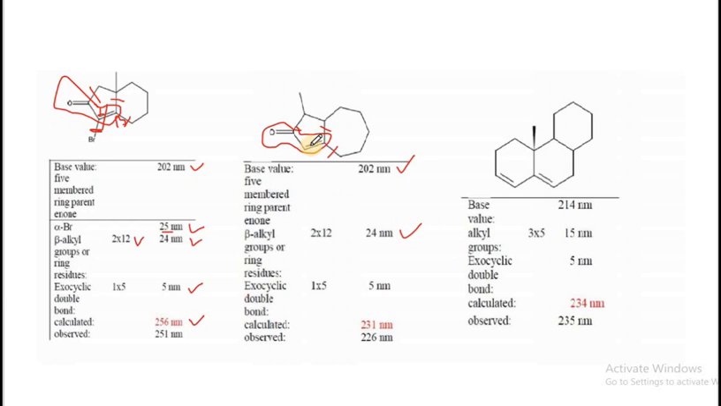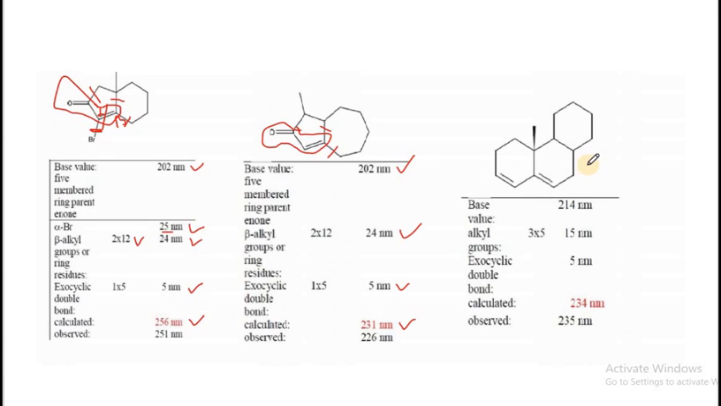Now this double bond is exocyclic to this double bond, so we will add 5 nanometer, and there is no Br group present in this. Now after adding this, we have 231 nanometer.